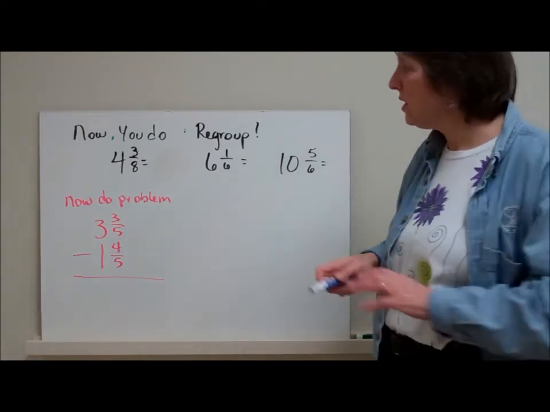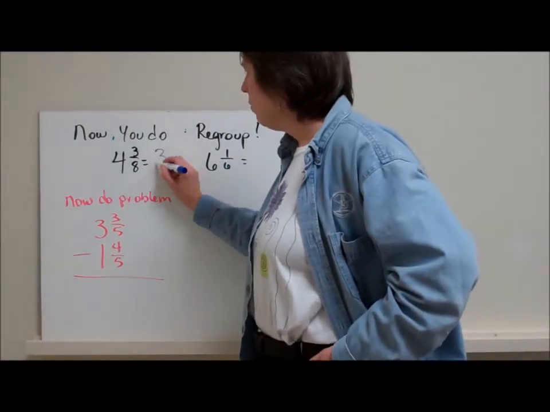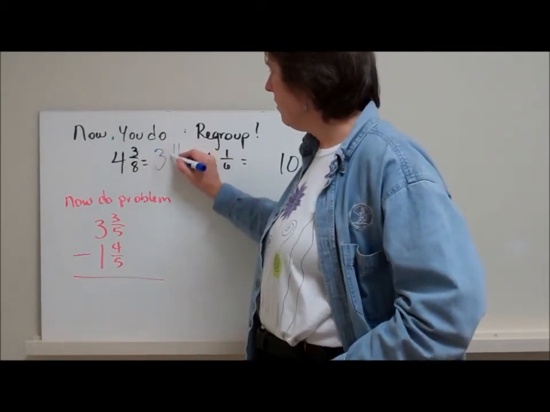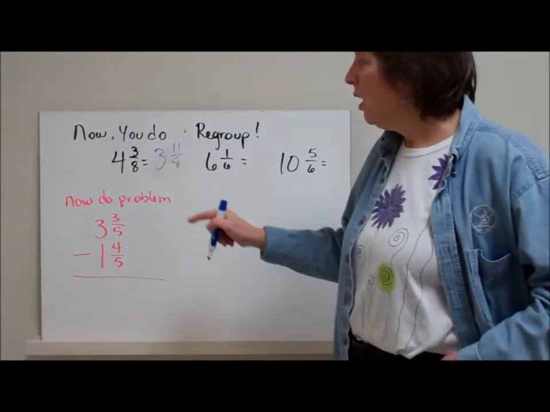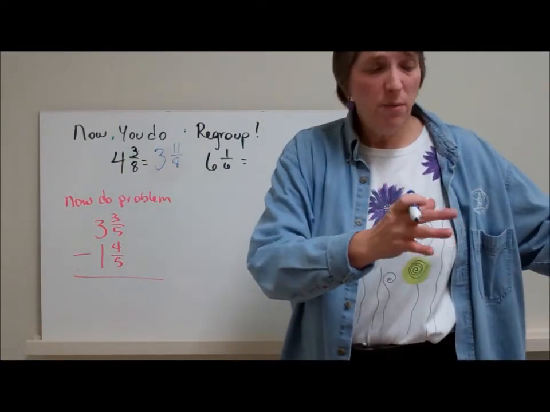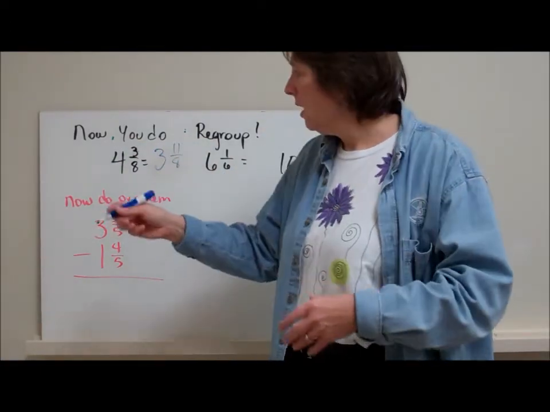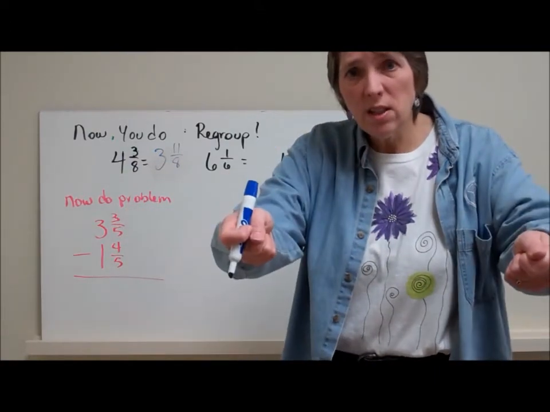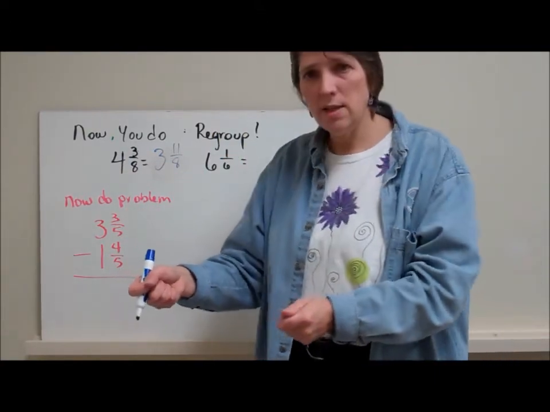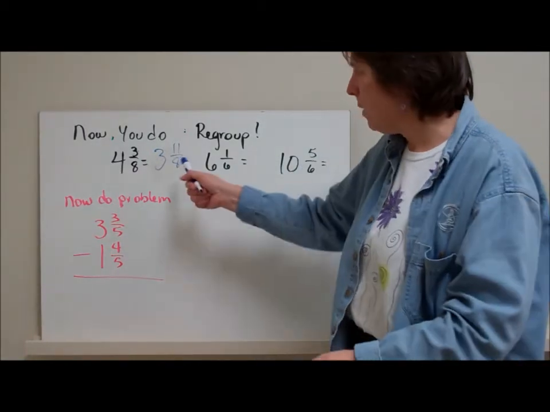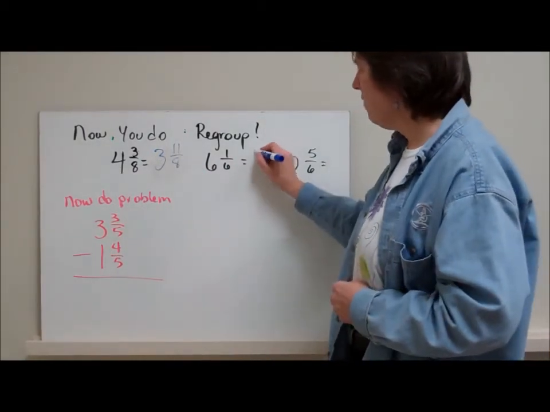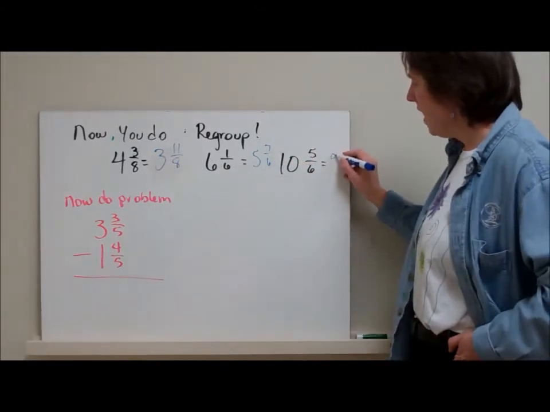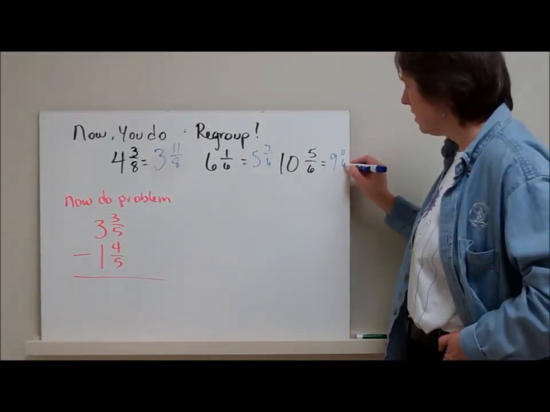Okay, how'd you do? Let's see. When we borrow, we get 3, or we regroup, and then we say 3 plus 8 is 11 8ths. Hopefully you got that. Because I have 5 pizzas that have 8 slices. In one pizza, I have 3 slices. I'm giving you a pizza to go plus the 3 slices. How many slices are in your box? 11. This would be 5 and 7/6. And this would be 9 and 11/6.